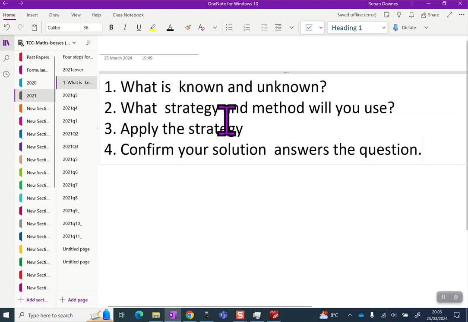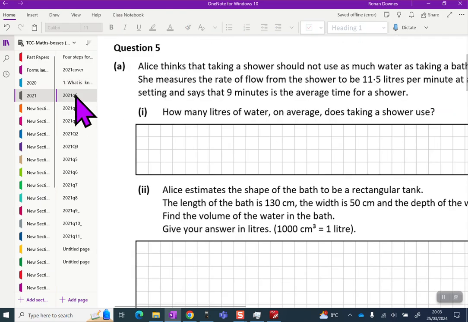Before we move into answering it, we need to choose a strategy and method that you will use. You will have to apply that strategy in an organized, proficient way, without making mistakes. And to make sure you did, you confirm your solution answers the actual specific question that was asked. Often slight variations of the same question lead to the same strategy. So after fulfilling the strategy, it's important you go back and check that you answered the question.